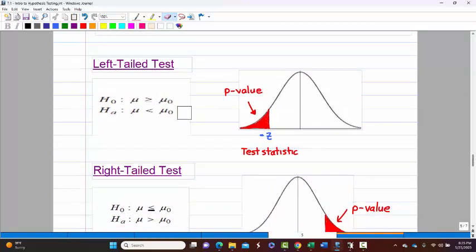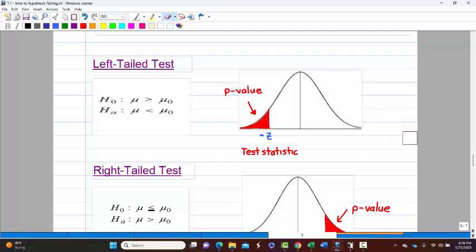Now these three hypothesis tests, these three pairs that were on the first page, each have names. The one that's the greater than or equal to, that pairs up with the less than, is called a left-tailed test. I'm showing you on a normal curve what's happening here: your test statistic is going to be a negative z, on the negative side of the curve, and your p-value is going to be the area of the normal curve to the left of that number.